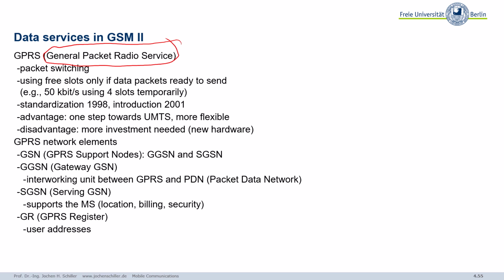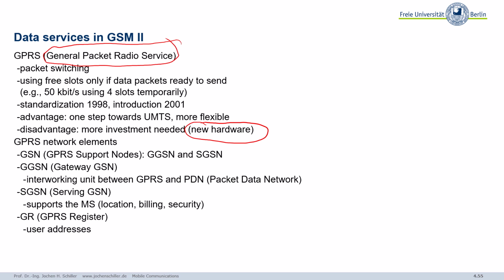And this was not only kind of a paradigm shift going from circuit switching to packet switching, but this was also one step towards UMTS. As we will see when I discuss third generation, GPRS introduced the new packet switch part needed for the UMTS architecture. It's a more flexible technology because you can use resources, time slots on demand, but it's also more expensive because you need new hardware, basically routers.